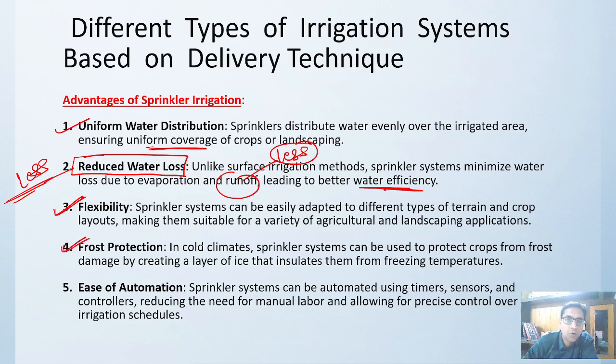Frost protection. In cold climates, a sprinkler system is used to protect crops from frost, by creating a layer of ice that insulates them from the freezing temperature. That means this sprinkler system will create a layer of ice so that the outer freezing temperature will not affect the plant. And it is easy to automate. You can use a timer, sensor, and controller in it. Right now people are utilizing these sprinklers even in small gardens at their homes.